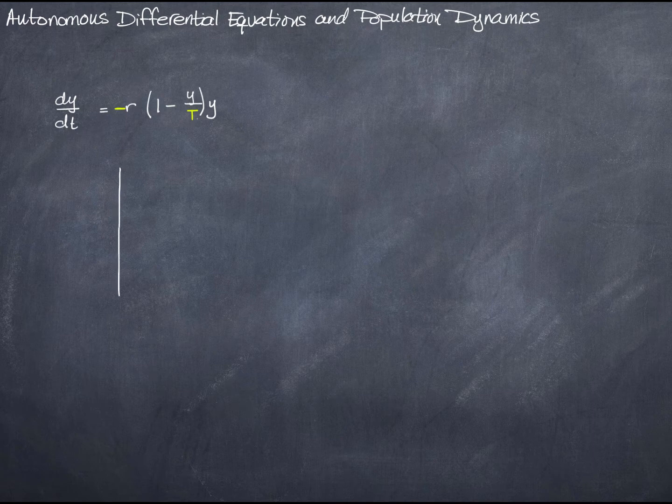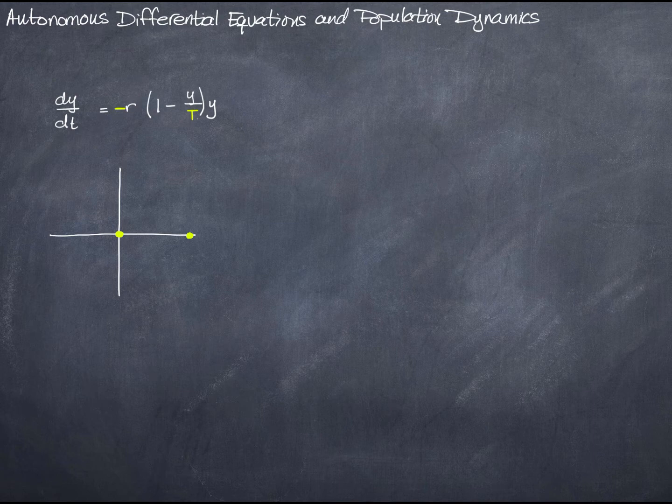If I graph this differential equation now, I get critical values, or what will eventually be the locations of my equilibrium values of 0. y equals 0 makes this whole thing 0. So let's go ahead and plot that. And the other one is where this factor is equal to 0. Well, this factor will be equal to 0 if this expression here is 1, because then I'll have 1 minus 1. And this will be 1 if y is equal to t. So I'll have another equilibrium value at y equals t.